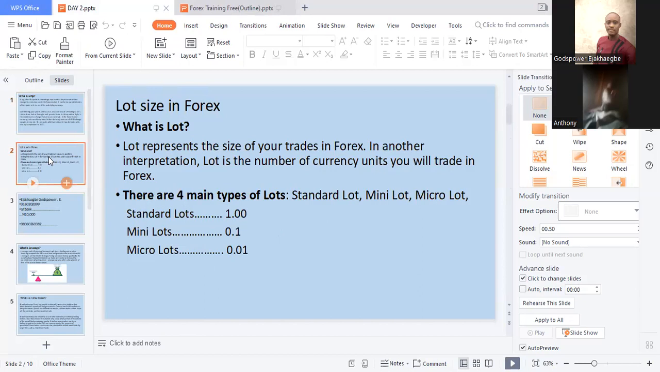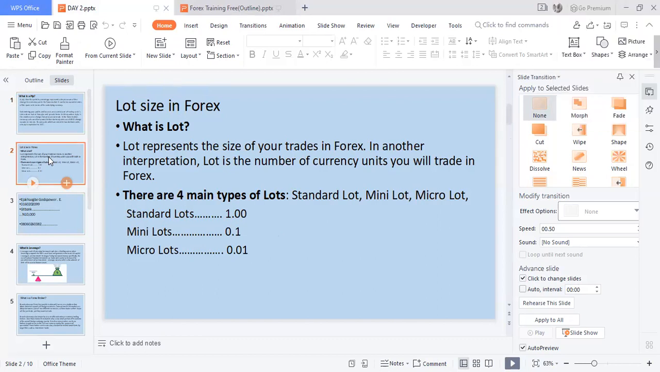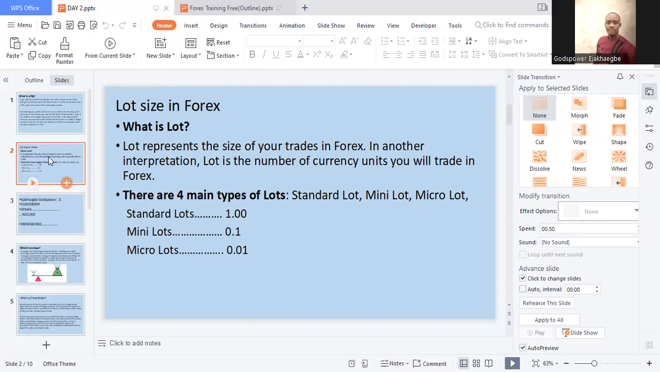Another interpretation, a lot is the number of currency units you will trade in the forex market. For example, there are four types of lots: standard lots, mini lots, micro lots, and nano lots. The reason why nano lots are not of relevance is because they are so minute and negligible. But let me give you a very good example of what I mean by lot sizes.